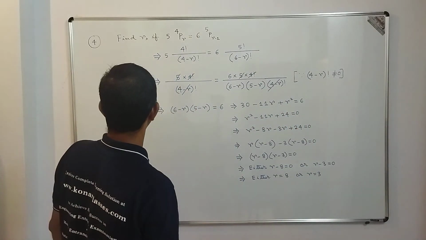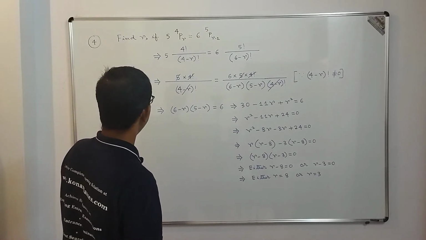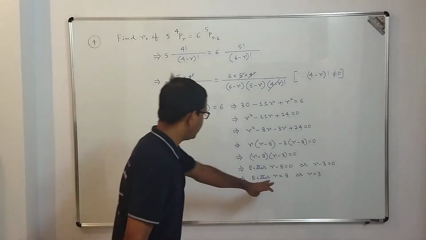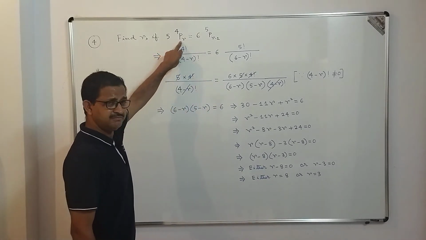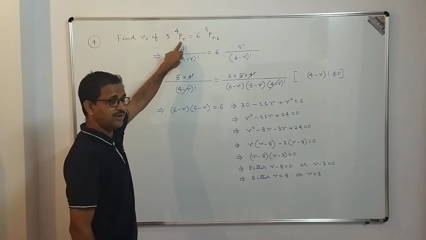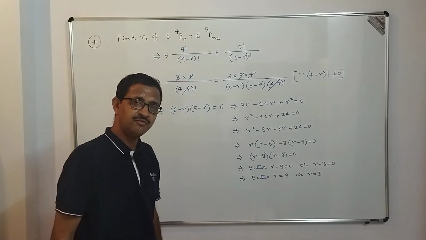Now out of these two values, you know that if we take r equal to 8, that is not having any meaning in context to the question. What is the question? 4Pr. What is the meaning of 4P8?